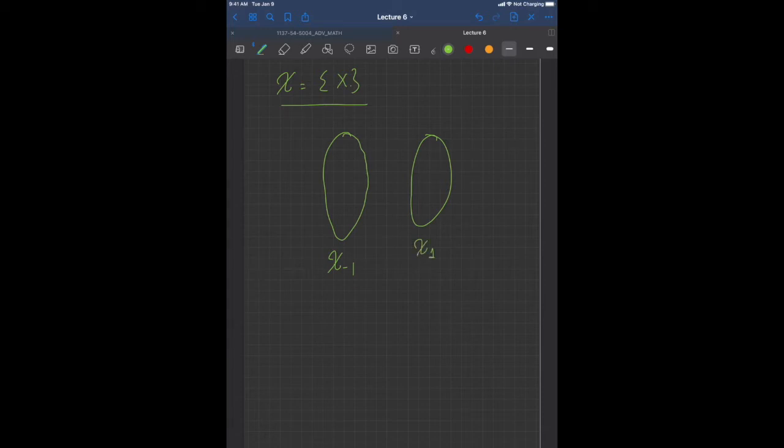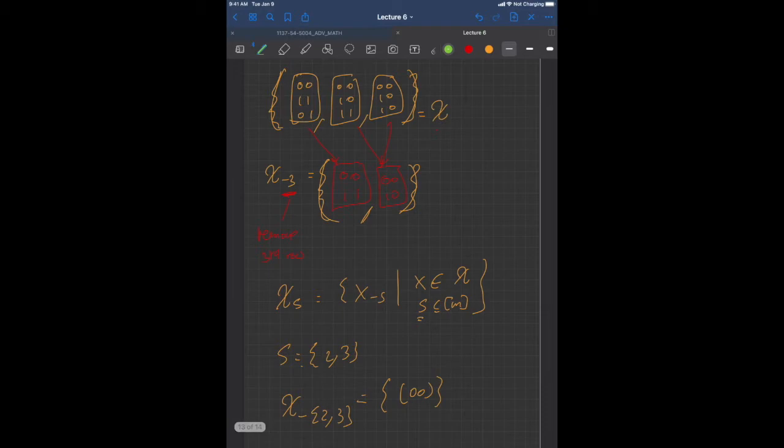So there's some more notation. What is X1? X1 is the projection of X onto the first row. In this notation, sorry, this should be X minus S. If I put a minus sign, it means that we are removing every row that is indexed by S. And you can define a similar thing where you define XS to be the projection onto the set S, where we keep all the rows indexed by S.